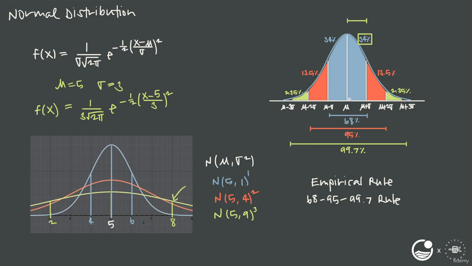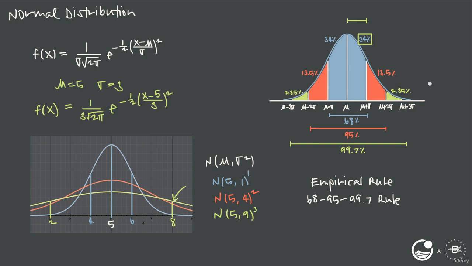Well, 5 is the mean, and in a normally distributed data set, 50% of the data is below the mean, 50% of the data is above the mean. So the probability of getting a value less than 5 is 50%. The probability of getting a value greater than 5 is also 50%.